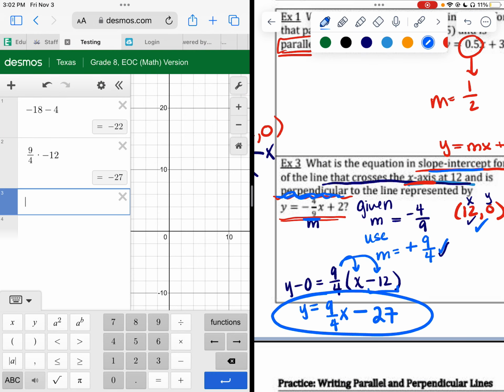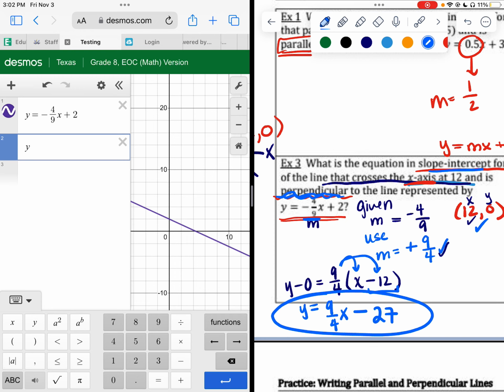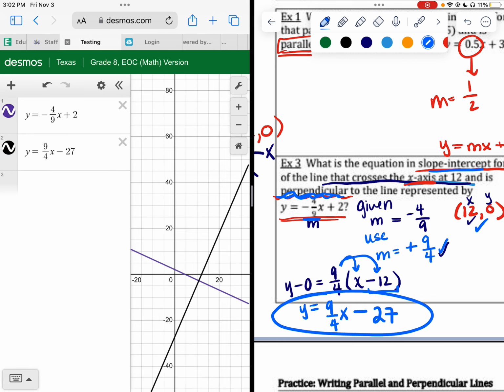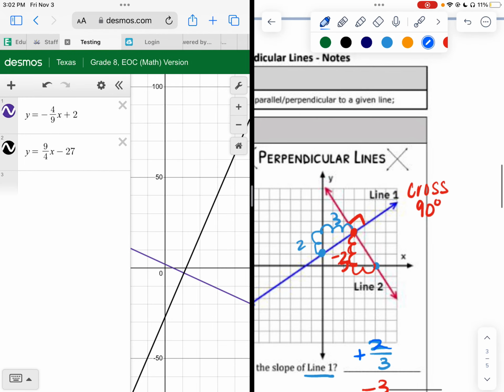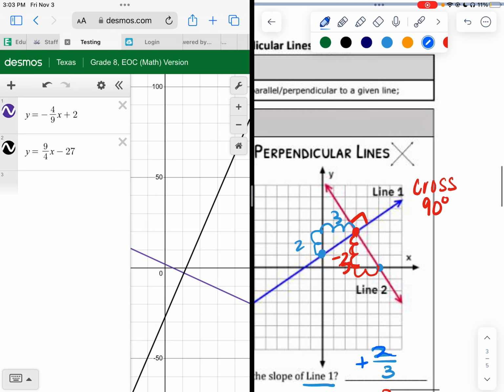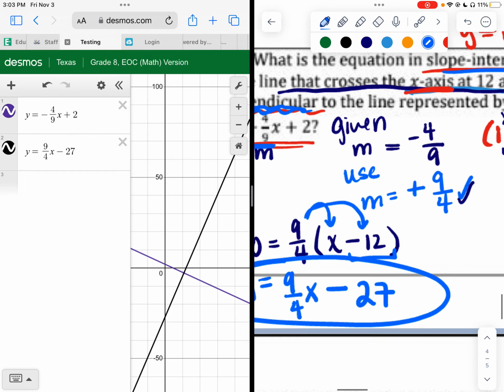So if I put this line into Desmos, and if I put my original one, guess what's going to happen? The original was y equals negative 4 over 9x plus 2. If I have a perpendicular line to that, let's see if this looks perpendicular. 9 over 4x minus 27. Okay. Yeah, that looks like the perpendicular picture we had over here. Oh, look, they almost match up in the middle of my screen. Very nice. So that looks perpendicular. We achieved our goal.